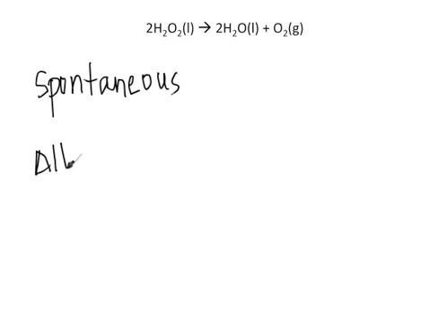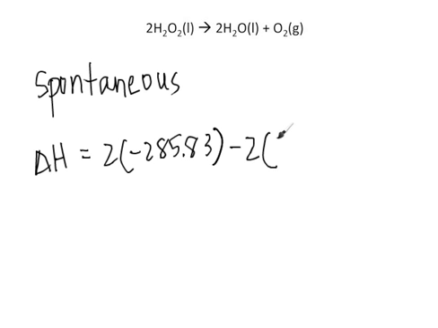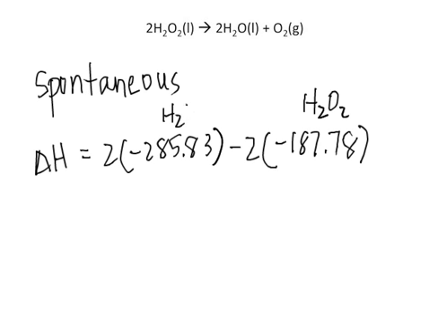So delta H is going to be minus 285 for the liquid water. Make sure to check that it's liquid, not the gas value for water. And then, because remember oxygen is in its standard state, oxygen gas, where it doesn't have a heat of formation, we're then going to be looking at the hydrogen peroxide heat of formation. And so this is going to be around minus 196 kilojoules.